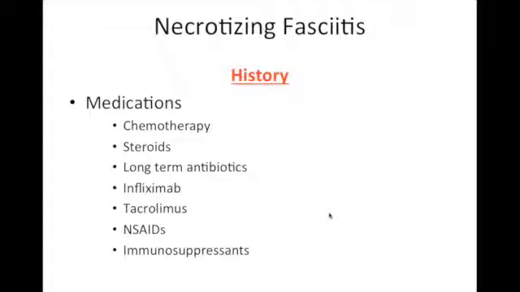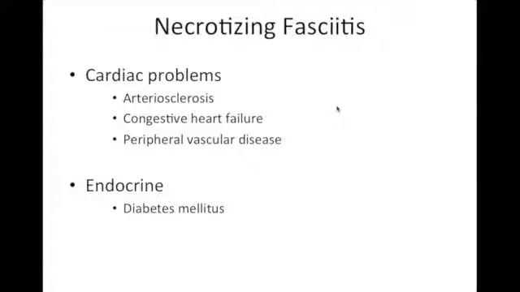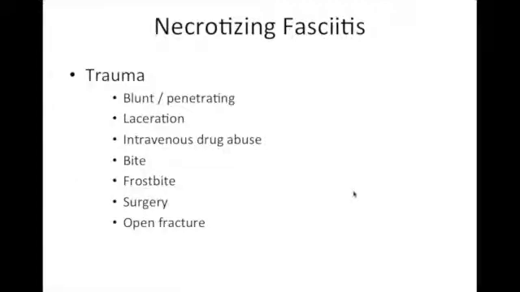These patients not infrequently have had chemotherapy, steroids, long-term antibiotics, or immunosuppressant therapy, and are susceptible to infections of the fascia, which I've seen. A patient with bullous pemphigoid, an older woman on immunosuppressant therapy, developed necrotizing fasciitis and unfortunately passed away. These patients also can have associated underlying cardiac issues. Diabetes mellitus not infrequently has been associated with necrotizing fasciitis or is a trigger, being somewhat immunocompromised.